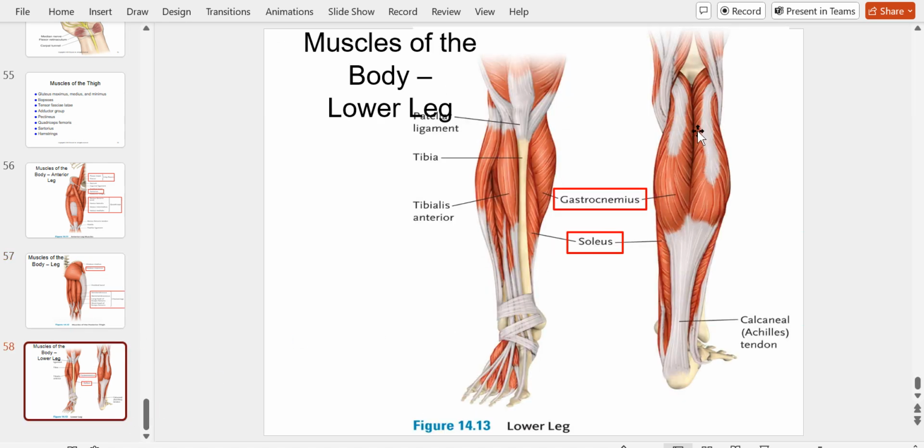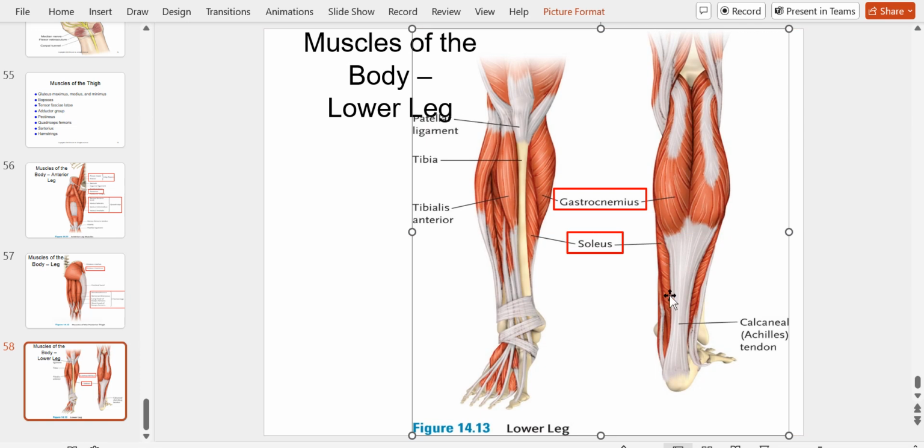Gastrocnemius, supposedly looks like a stomach. Gastro, I don't see it. And the soleus, okay. This muscle here is just a little bit inferior to the gastrocnemius. It's a tough one to exercise. You can do calf raises for your gastrocnemius standing up, but you need to sit down and do calf raises to get the soleus to work.